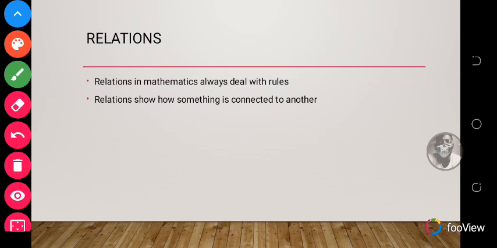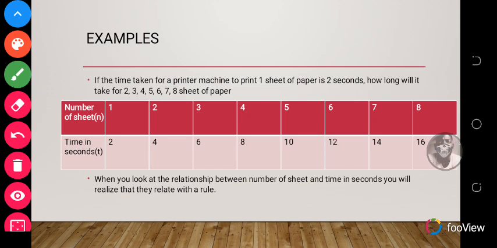Let's look at an example. If the time taken for a printer machine to print one sheet of paper is 2 seconds, how long will it take for 2, 3, 4, 5, 6, 7, and 8 sheets of papers? Okay, so you realize that when you look at the relationship between the number of sheets and the time in seconds, they relate with a rule. Let's look at how they relate to each other.